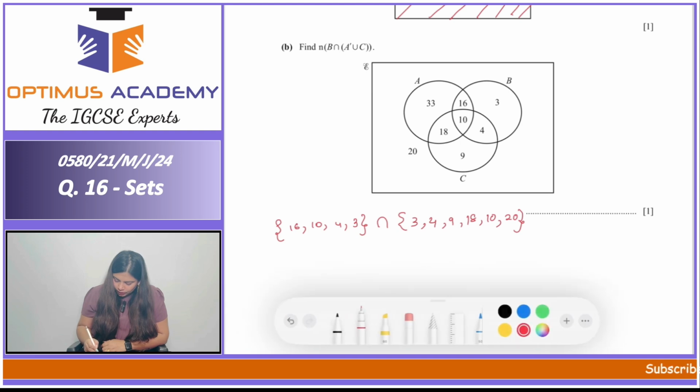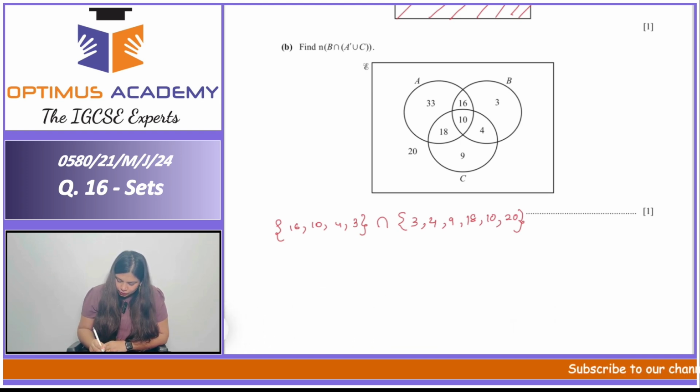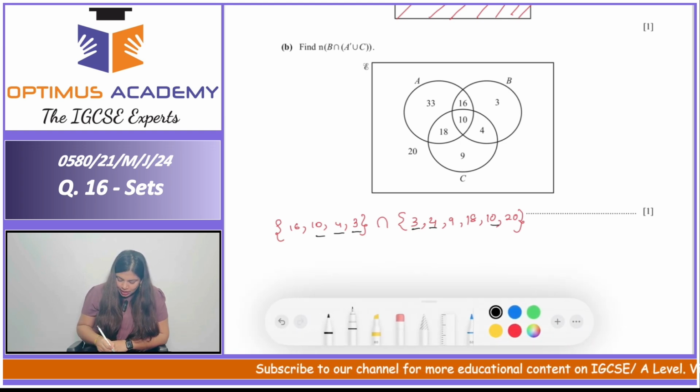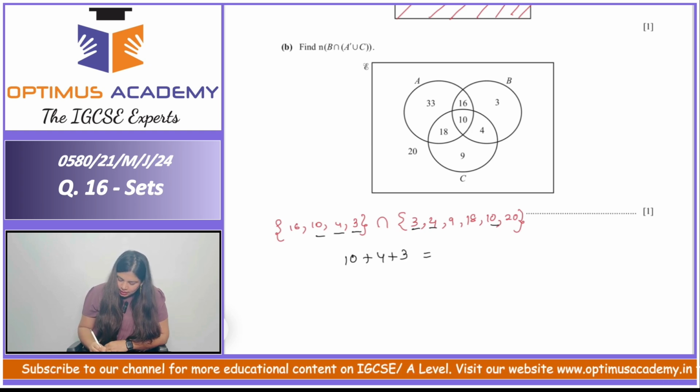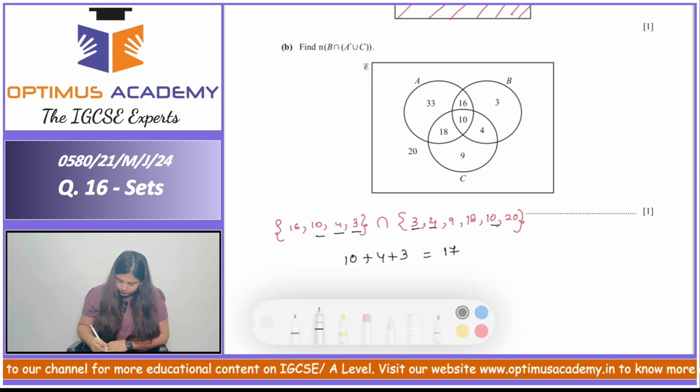After observing, we know that the common numbers here would be 4, 3 and 10. So we are going to add the number of elements here, 10 plus 4 plus 3, and we would get the final answer as 17.